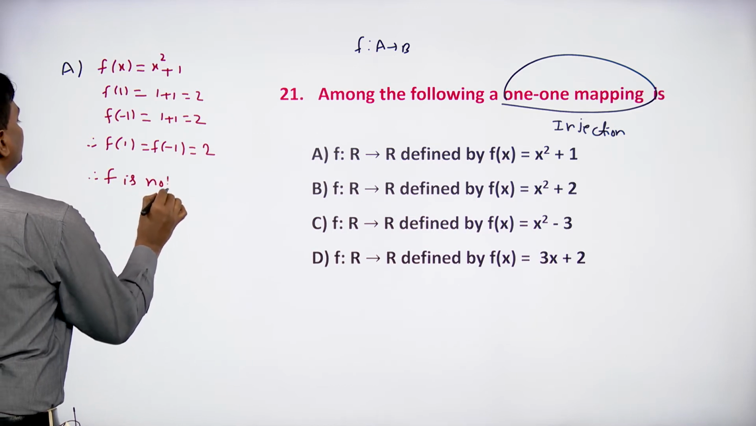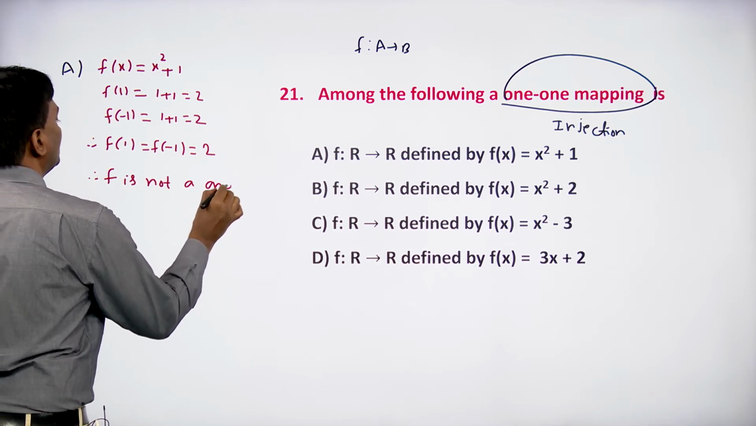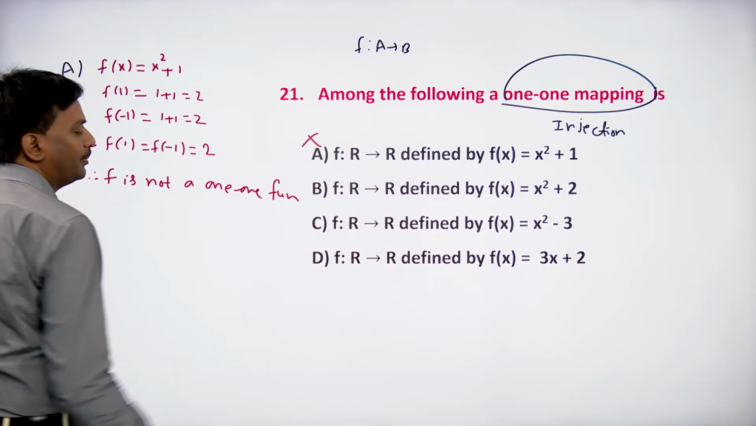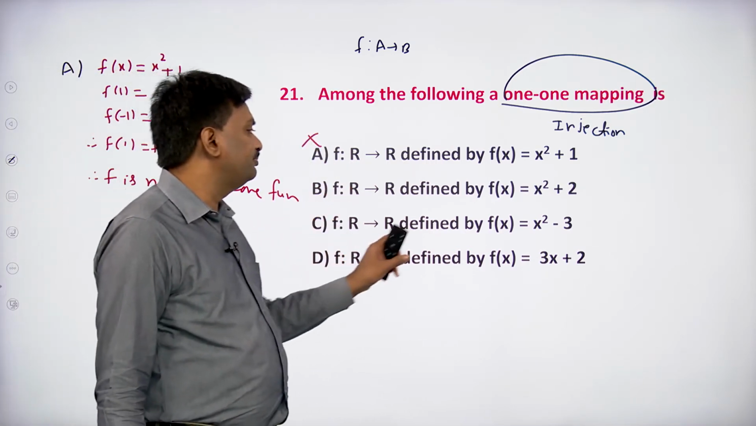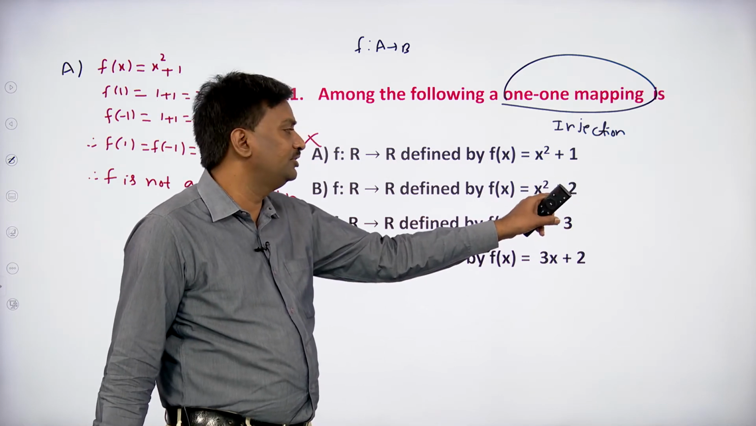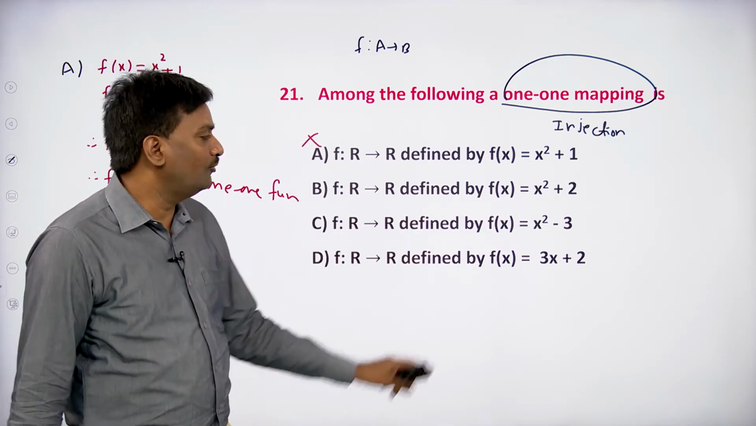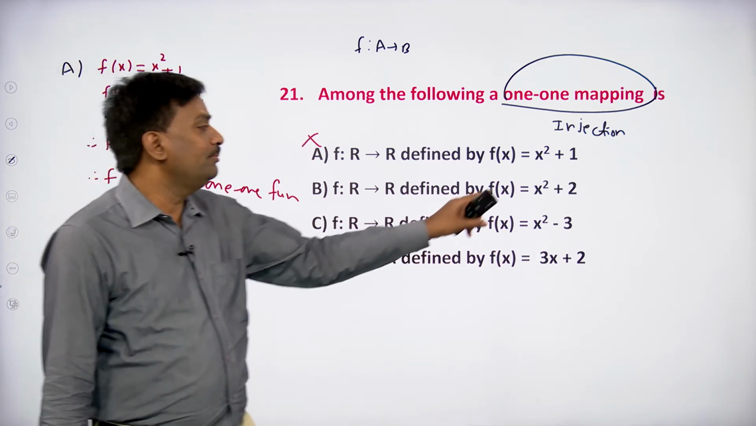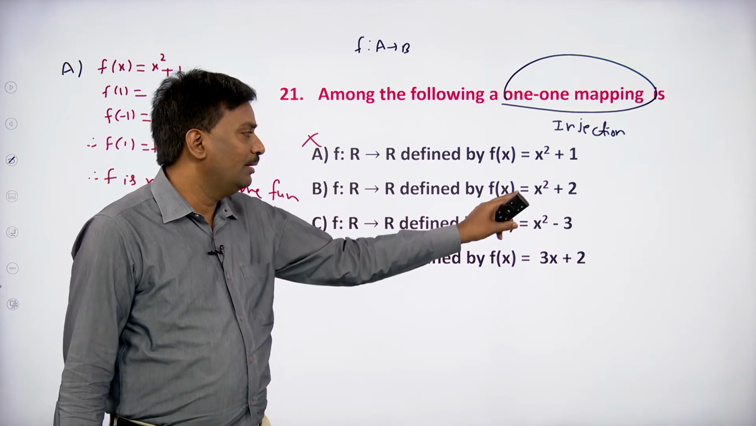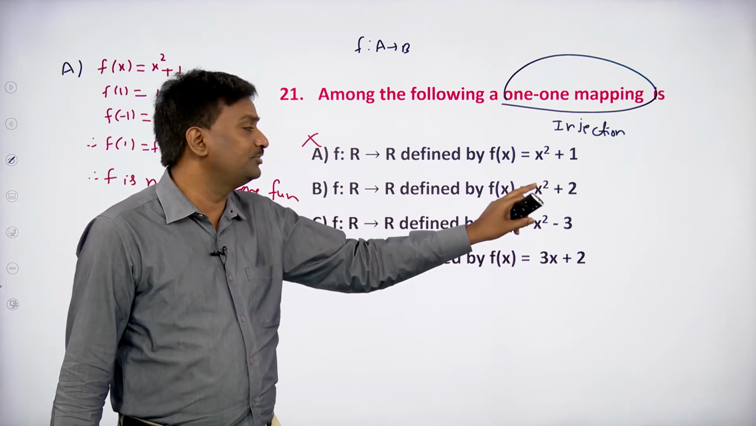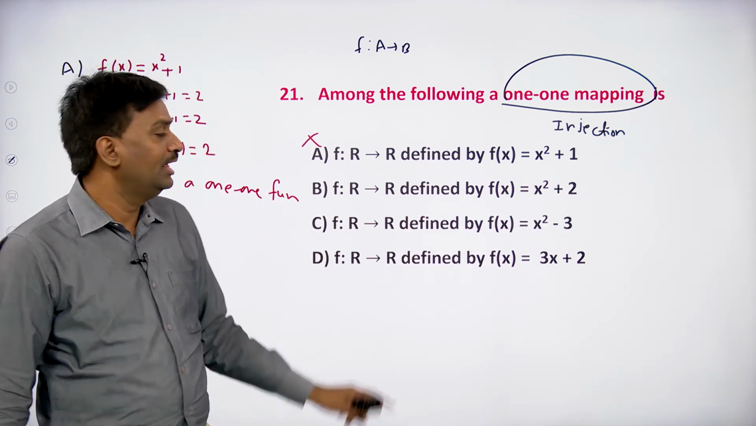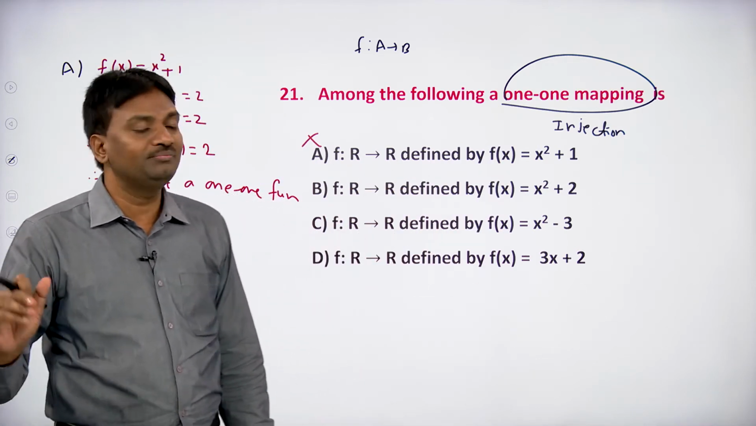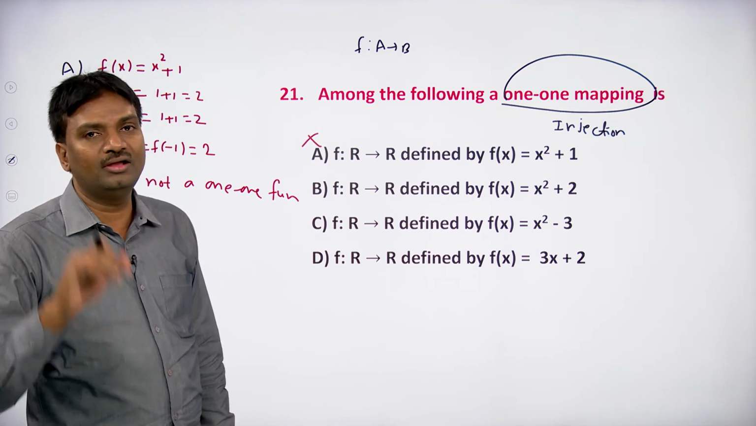Therefore, f is not a 1-1 function. So, that is why we can eliminate option A. Similarly, by observing options B and C, here we have f of x equal to x square plus 2, and here f of x equal to x square minus 3. In place of x, by writing minus 1, minus 1 square plus 2 equal to 3. If we take x equal to 1, 1 square plus 2 equal to 3. By taking 2 different elements, we are getting the same image. So, option B is also not a 1-1 function.